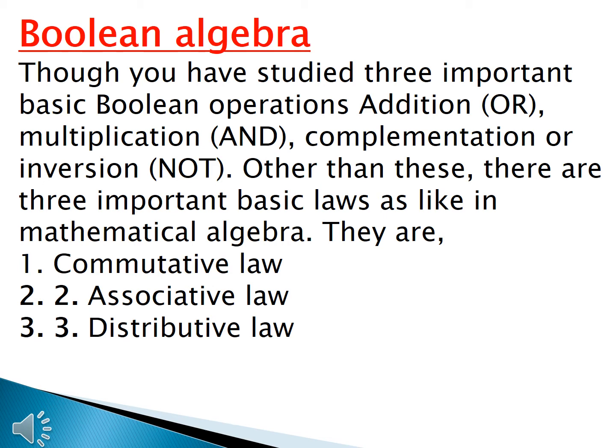Okay. Everybody take your note and write Boolean algebra. The first one is commutative law, associative law, and distributive law. Commutative law: you have to take two inputs, A plus B equal to B plus A, or A into B equal to B into A.